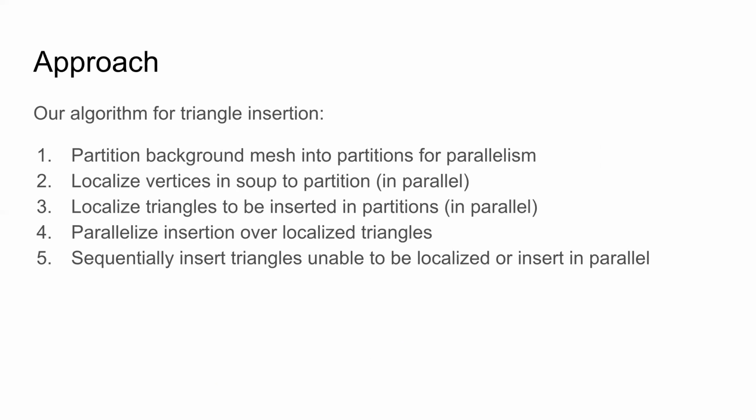Our approach for triangle insertion starts by partitioning the background mesh into different sections that can be operated on safely in parallel. Then we have to localize the vertices that are used in the triangles into the different sections of the partition. And once we've localized the vertices, we can then localize the triangles to figure out which section of the partition they're in. Then we do the parallel insertion over these localized triangles. And finally, we sequentially insert the triangles that were unable to be inserted in parallel.